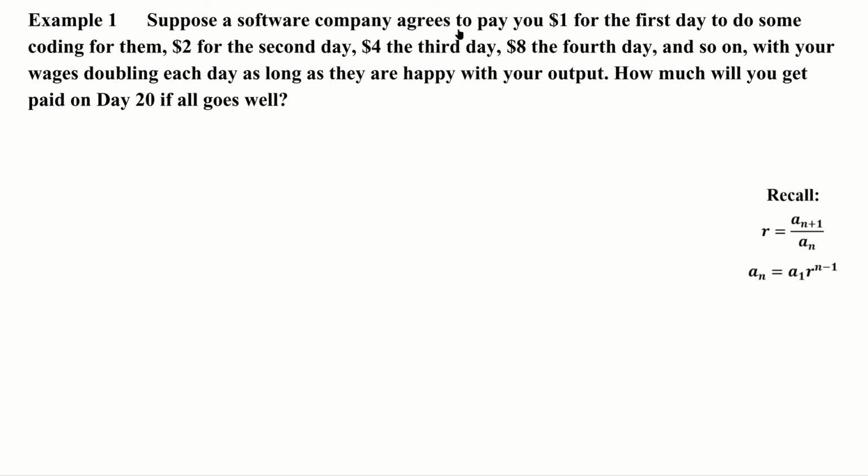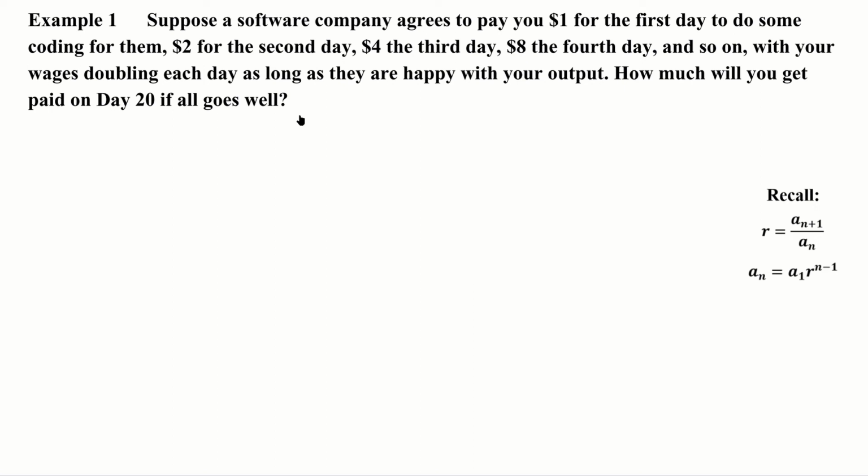Suppose a software company agrees to pay you $1 for the first day to do some coding for them, $2 for the second day, $4 for the third day, $8 on the fourth day, and so on, with your wages doubling each day as long as they are happy with your output. How much will you get paid on day 20 if all goes well?